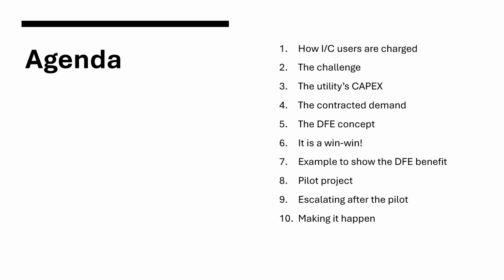The agenda will cover how industrial and commercial energy users are charged when it comes to the power bill. What's the challenge? The utilities' capital expenditures, the contracted demand, the demand flexibility exchange concept. Why is it a win-win? Example to show the demand flexibility exchange benefit. A pilot project, escalating after the pilot and making it happen.